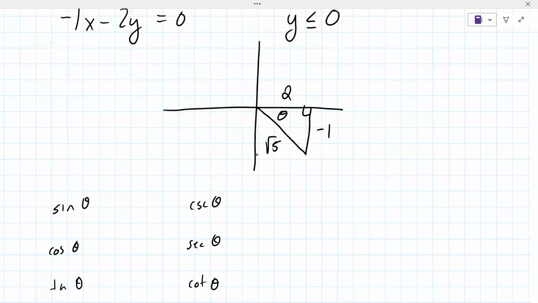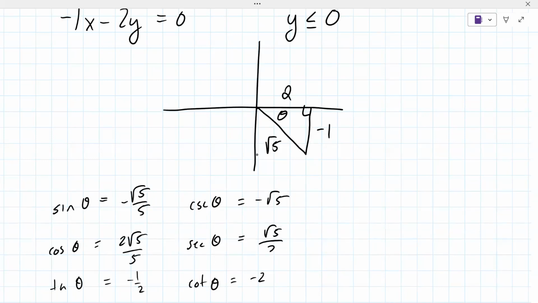Okay, let me give you some of the answers here. So sine theta is minus root 5 over 5. Cosine theta is 2 root 5 over 5. Tangent theta is minus 1/2. Cotangent theta is minus 2. Cosecant theta is minus root 5. Secant theta is root 5 over 2.